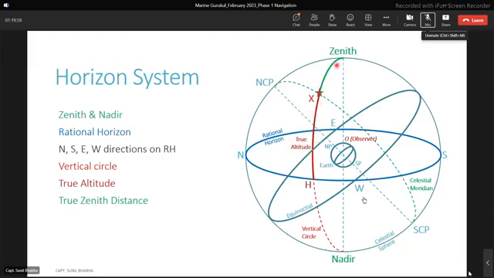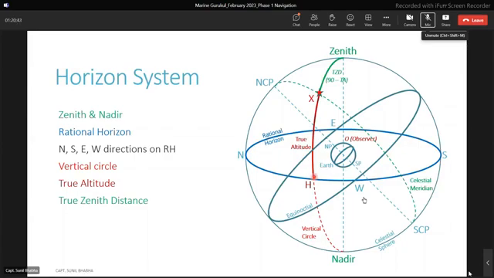So it immediately tells us that the true zenith distance of the body, represented by this green color arc or ZX, will be equal to 90 minus true altitude. So you can see it labeled in the diagram. The true zenith distance of the body equals 90 minus true altitude. In other words, you can say the true zenith distance plus the true altitude of a body always add up to 90 degrees.